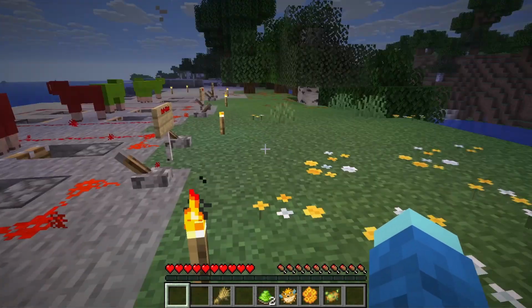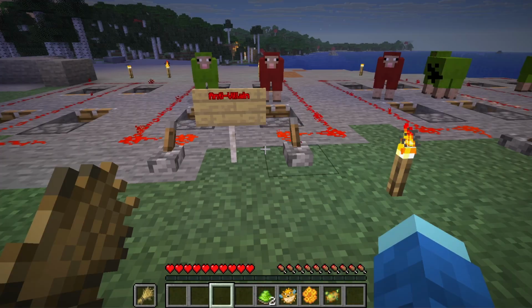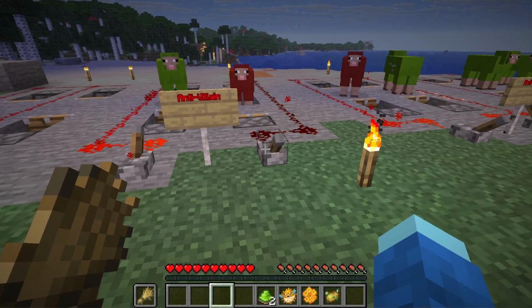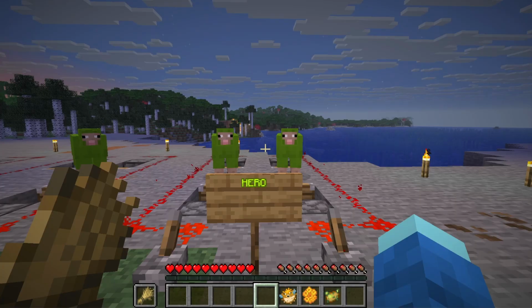Since we're talking about heroes today, we can remove this guy. Goodbye! And the villain sides of these two. Boop. Boom. Now let's start with the hero!